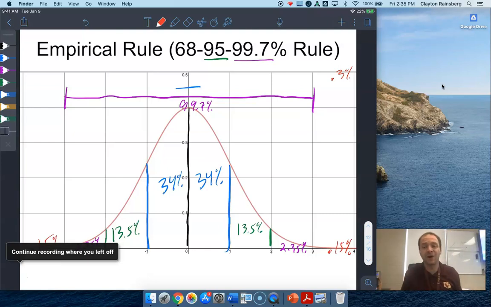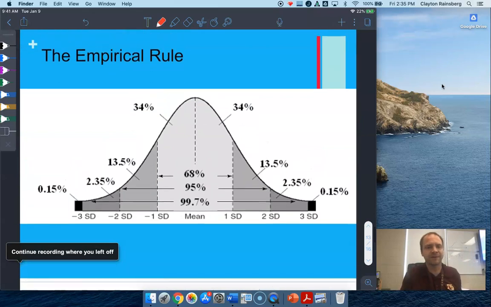So man, if you are 3 standard deviations away from the mean, or 3.5 standard deviations from the mean, or 3.6, 3.7, that's a small percent. Just think about that. And so we go through. Here is the picture that I just drew.